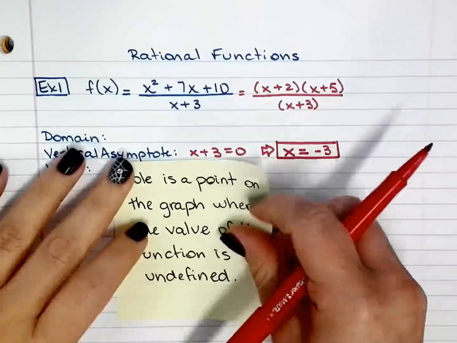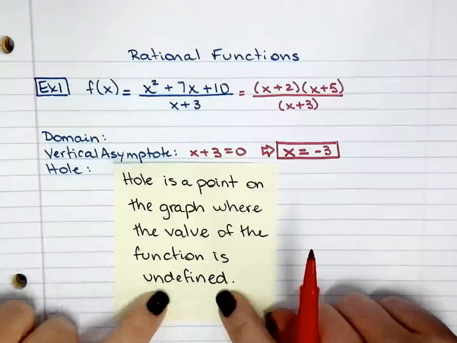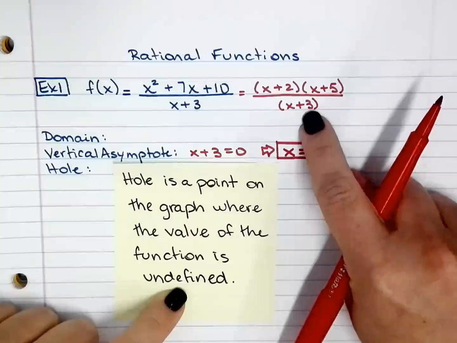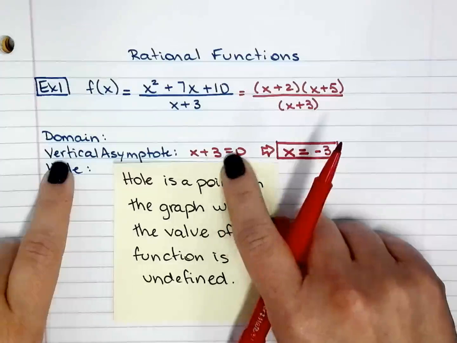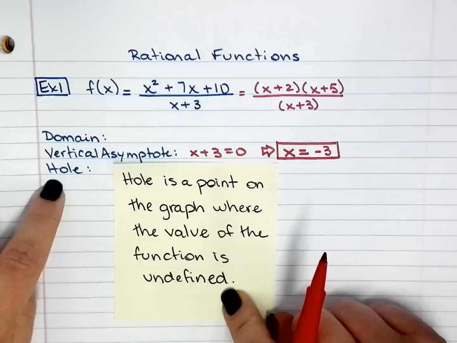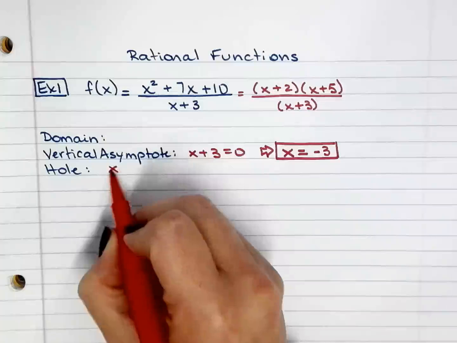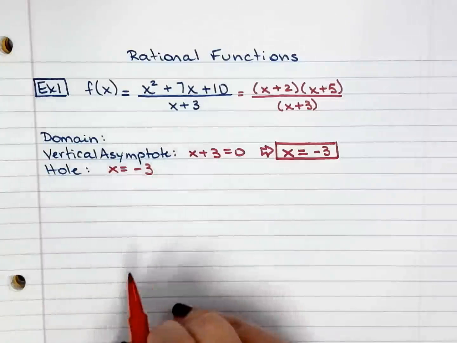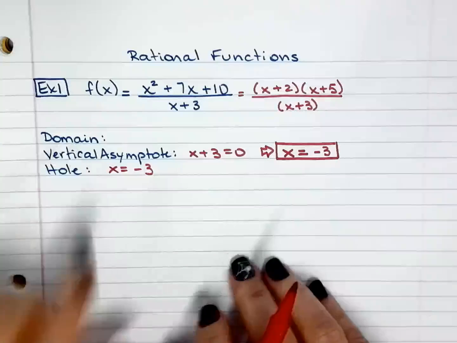So a hole is a point on the graph where the value of the function is undefined. Undefined is when you divide by 0. So when I was looking for the vertical asymptote and I set it up to equal 0, that will immediately give me the hole in the graph. The hole in the graph will be right where x equals -3. Okay? All right, how does all this relate to domain?